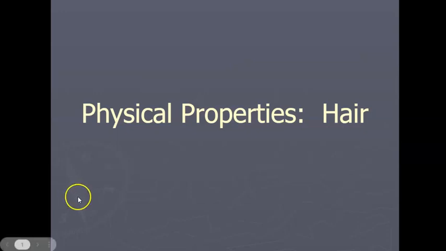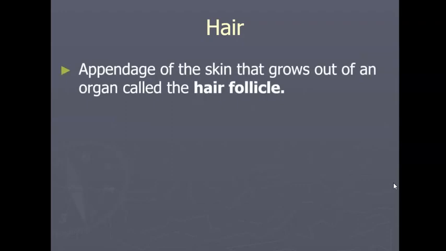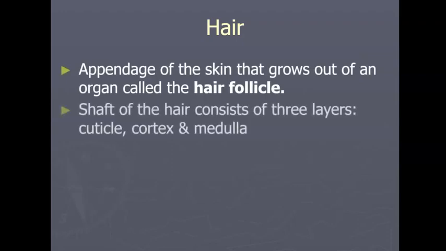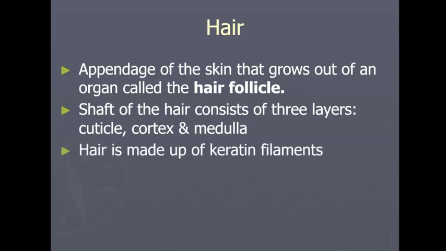All right, these are your hair notes for forensics. So hair is an appendage of the skin. It grows out of the organ called the hair follicle. The shaft of the hair has 3 layers. They are the cuticle, the cortex, and the medulla. Hair is made of keratin filaments and it aids in protection of your skin.